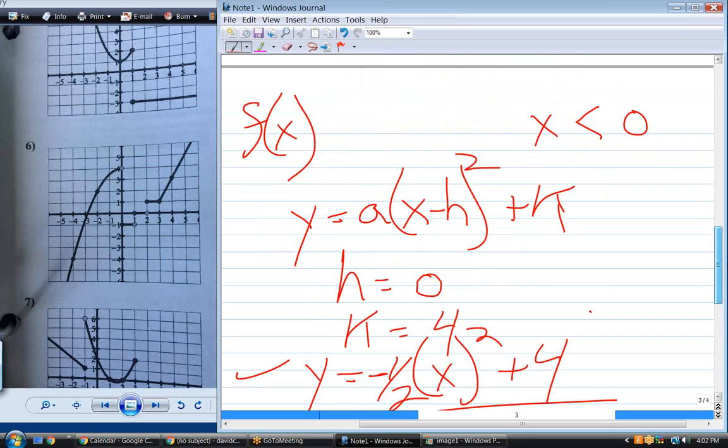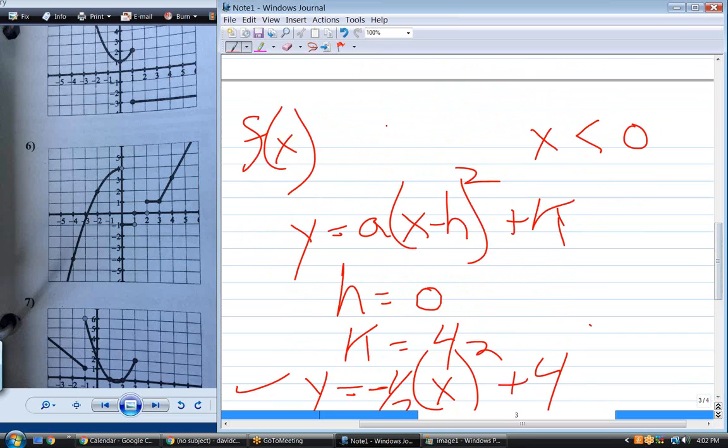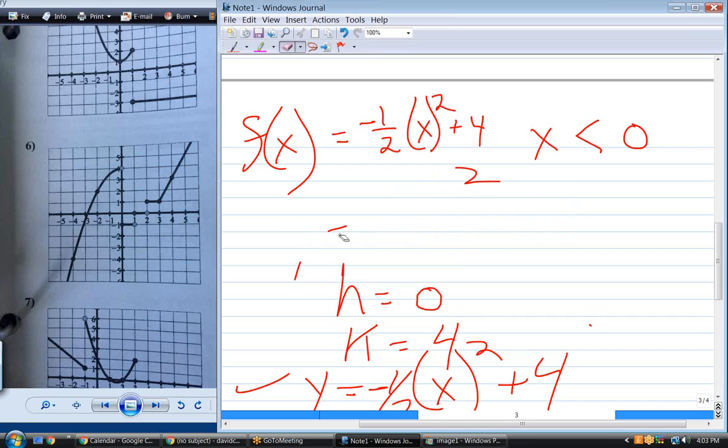So I go back up. F of x is equal to minus 1/2 x squared plus 4, whenever x is less than 0.